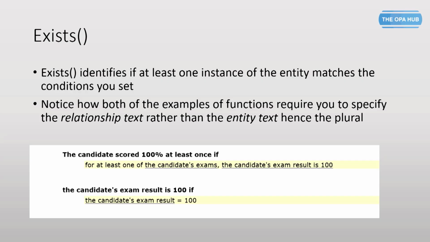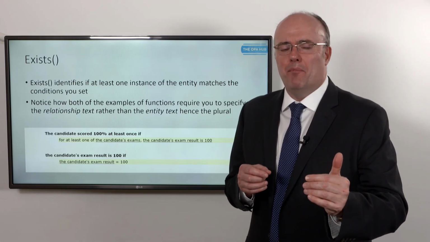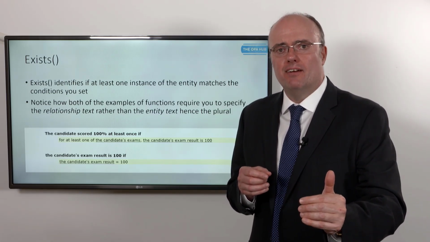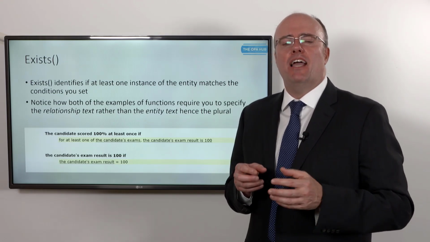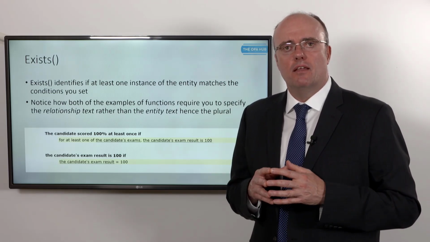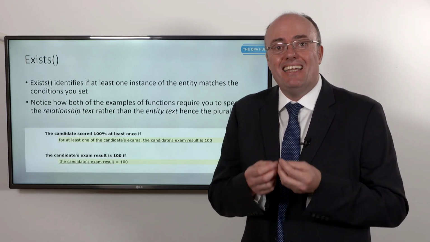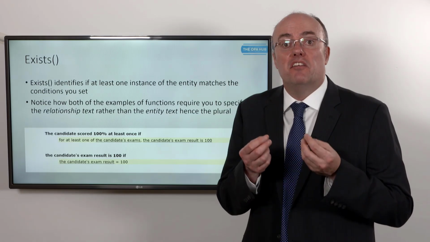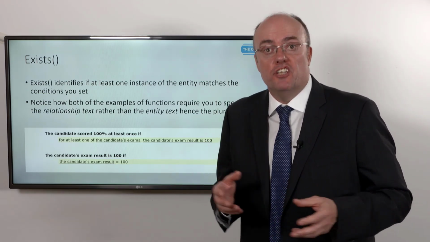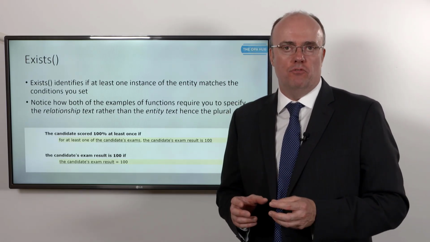Exists is almost the counterpoint to for all. Let's say you have a business rule that says, if a candidate has at least one exam where they scored 100%, then we would consider them to be star candidates. They're potentially really super hot pilots. So exists is, do we have at least one instance that meets my conditions? So if I say the condition is you score 100% in the exam, do I have at least one exam where that condition is true?